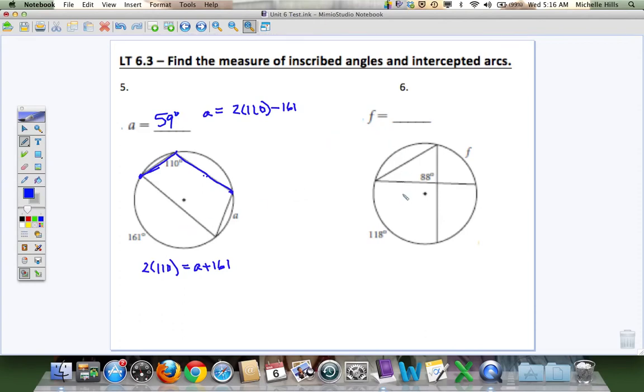Now for F, I did the longer way you could do this if you didn't remember the conjecture in the review. So if you wanted to do the longer method, go watch the review again. I'm going to do the short method.